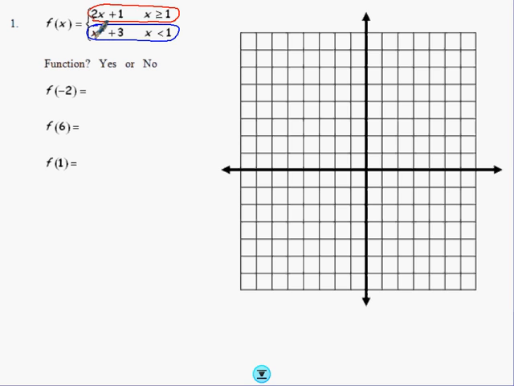The function itself tells us when to use each function. So for all the x's that are greater than or equal to 1, we're going to use the red function. For all the x's that are less than 1, we're going to use the blue one. Let's map the red one first.